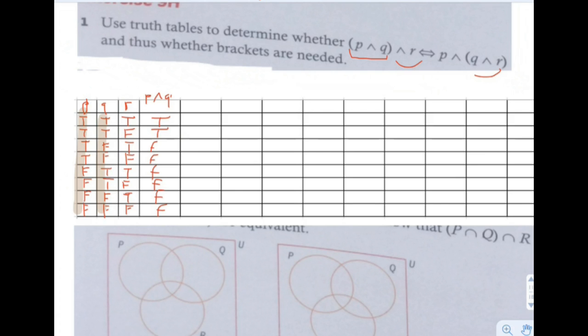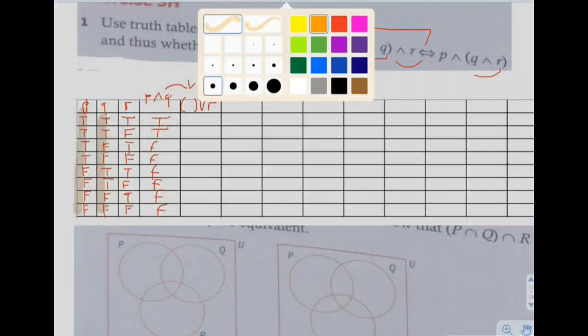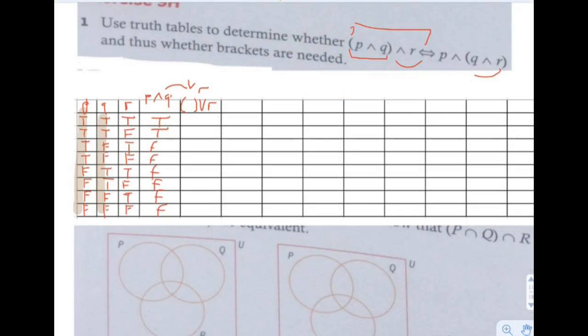I got an idea. Why don't I do green and red to show true and false? Maybe that's better. Then the next thing we need is P and Q, and then we're going to OR that with R. So it'll be P and Q or R. All right, so that is going to be this ORed with this, okay?